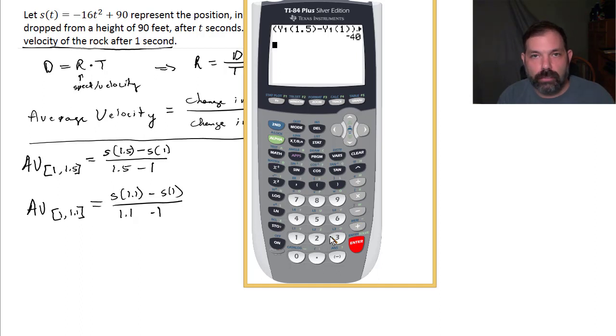Negative 40. The nice thing, though, is since I typed that all in one line, if you hit second and the enter button, it brings up that last line of code that you typed in. Now I just need to make some adjustments. I need to change that 1.5. Every time I saw 1.5, that needs to be a 1.1. Don't forget to change it in the denominator.